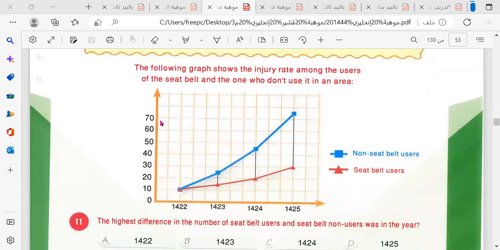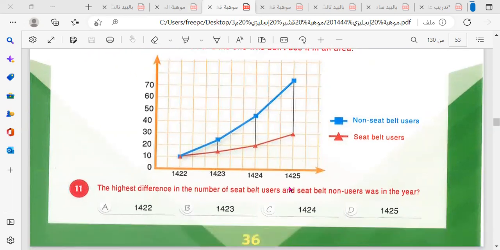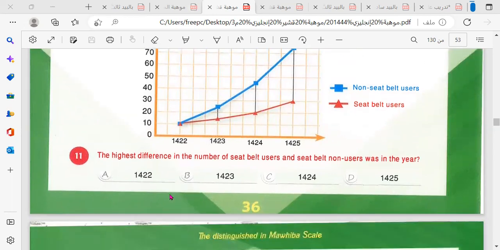Yes. Right. Then, okay, Aline, the following graph. The following graph shows the injury rate among the users of the seat belt and those who don't use it in an area. Here, question number 11, complete, please. Here, the blue line is non-seat belt users and the red line is seat belt users. So 11, read, Aline.